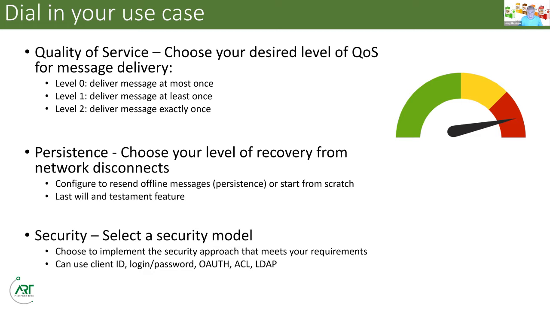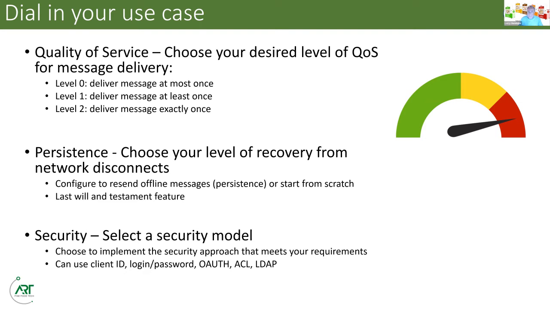And so I refer to that as dialing in your use case. So 3 specific examples of dialing in your use case. First of all is quality of service. I can configure my message delivery within MQTT to be as precise as we need it to be. They define it in 3 levels, 0, 1, and 2. 0 being delivering a message at most one time, level 1 being delivering a message at least one time, and level 2 being delivering a message exactly once.